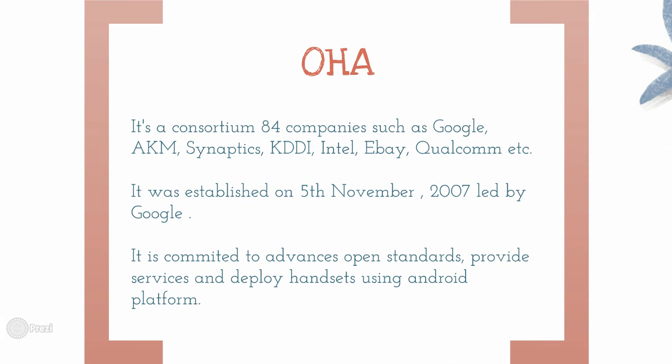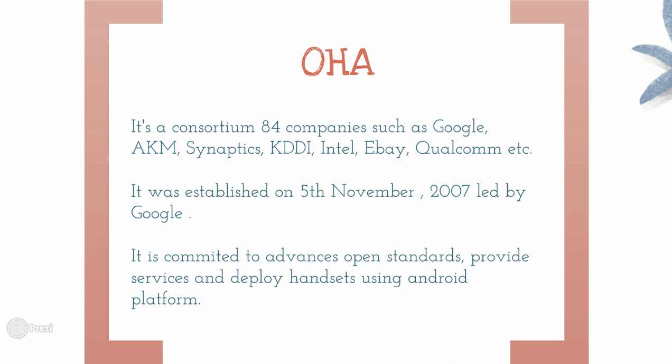Next, we will see about OHA. The OHA was formed in 2007. It's a consortium of 84 companies, and I have given some companies here as examples. What Google did is form one group, and that organization we call the Open Handset Alliance. You have a website, openhandsetalliance.com. You just type it and have a look at it.